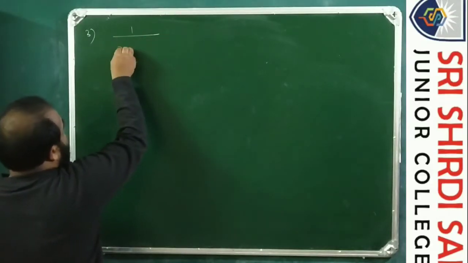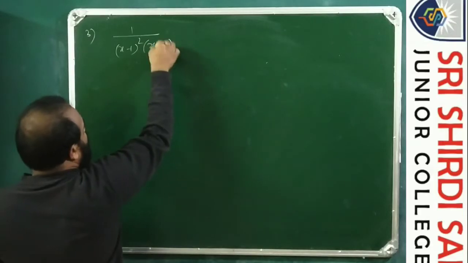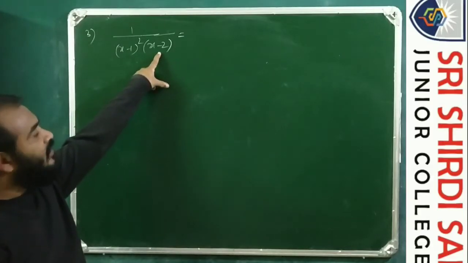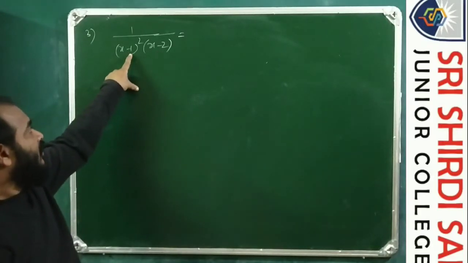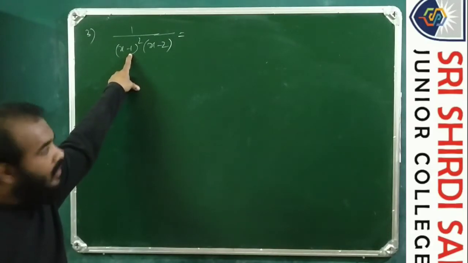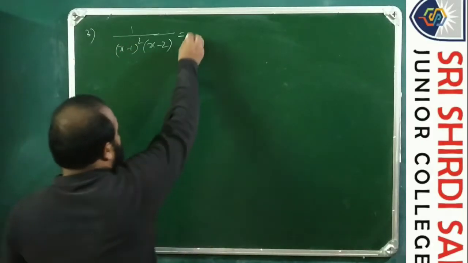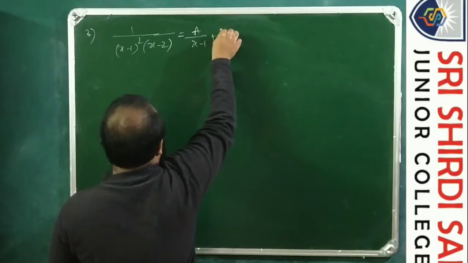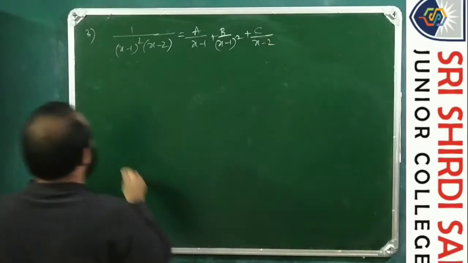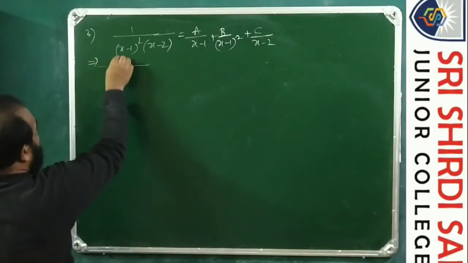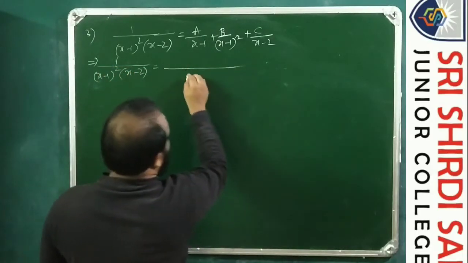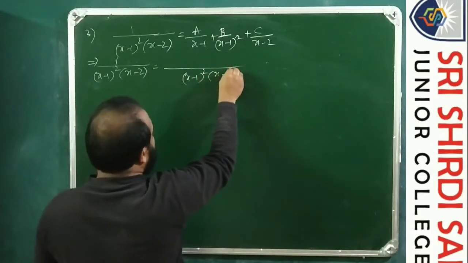Resolve 1 by x minus 1 whole square into x minus 2. So the denominator contains a repeated linear factor and a non-repeated linear factor. Here the repeated linear factor is repeated twice. So the constants are going to be A, B, and for this C. So A by x minus 1 plus B by x minus 1 whole square plus C by x minus 2. So this is equal to 1 by x minus 1 whole square into x minus 2. Here the LCM is x minus 1 whole square into x minus 2.